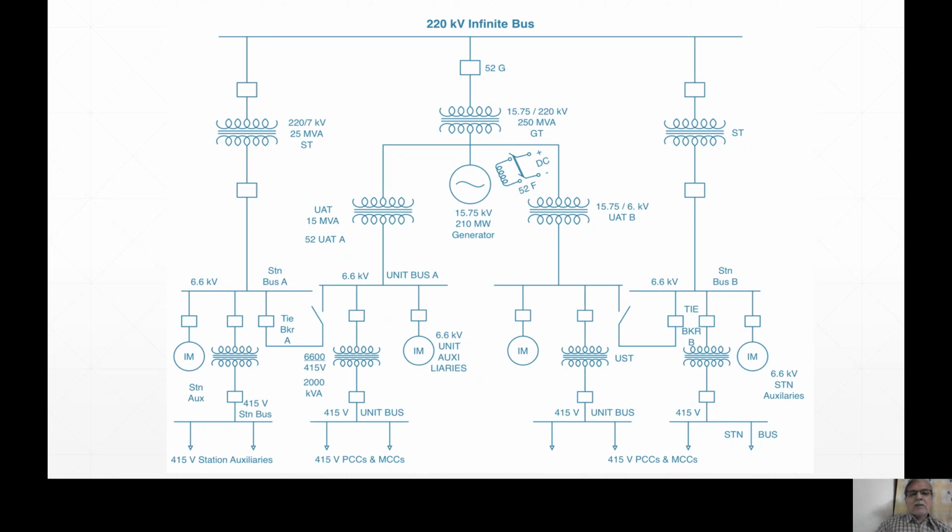Tie breaker on both sides. So obviously tie breaker comes from where? It comes from station bus A and B. Station bus A and B are getting power from the 220 kV infinite bus, because the 220 kV infinite bus is getting power from all power plants in the state. So it will never be dead.